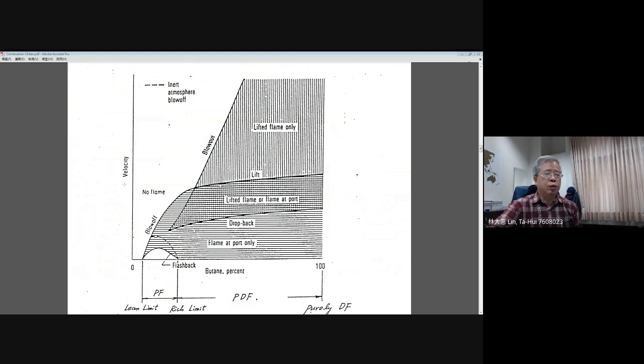Finally, if the velocity is too large, your flame speed cannot be balanced with the supply velocity to let your flame stabilize on your port. Then the flame will so-called blow off, right? This is purely thinking about the balance between the flame speed and the supply velocity for a given premixed flame, which means that for a given butane concentration, the stabilization of your butane jet premixed flame will be bounded by two boundaries. One is the flashback, and the other one is blow off.